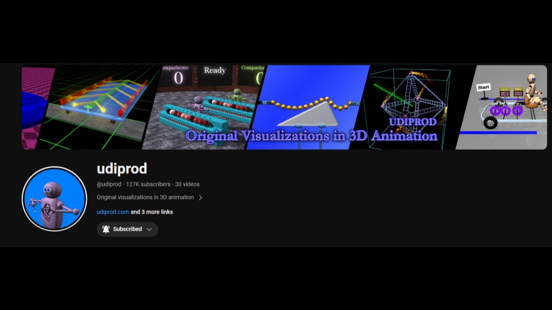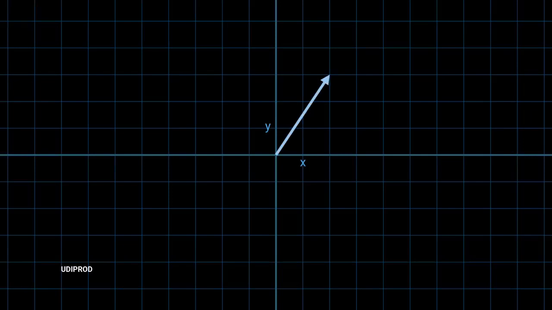All credits to UniProd. Let's start with vectors. Vectors are usually visualized as arrows. A vector has a length and a direction. We can also specify a vector using a list of components or coordinates. This vector's components are 2 and 3. It means its size is 2 along the x-axis and 3 along the y-axis.